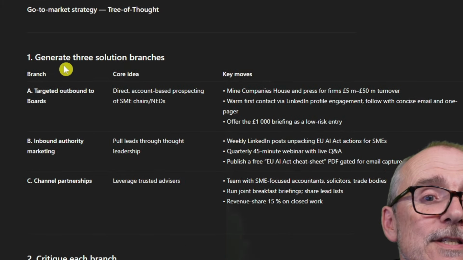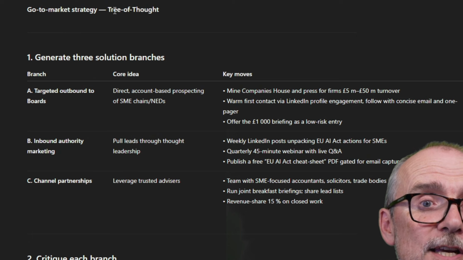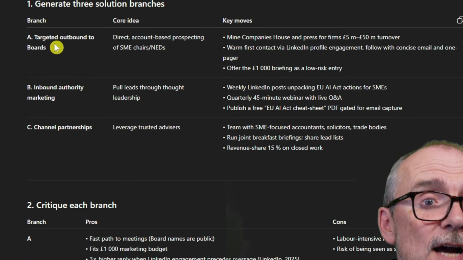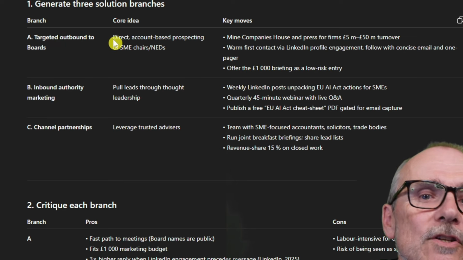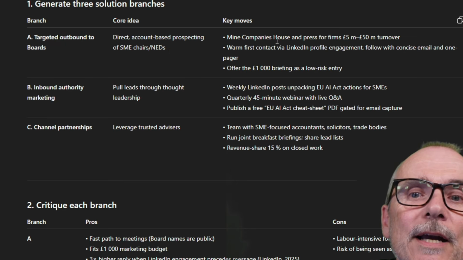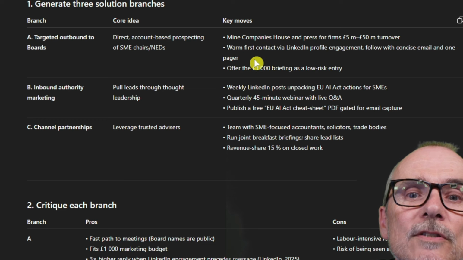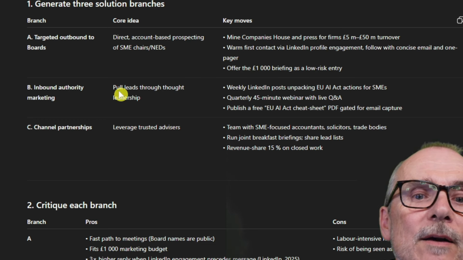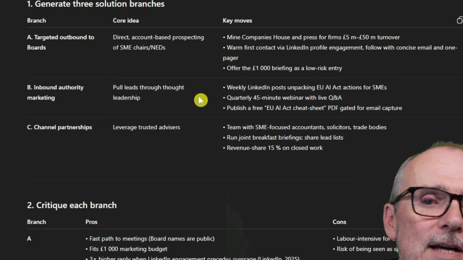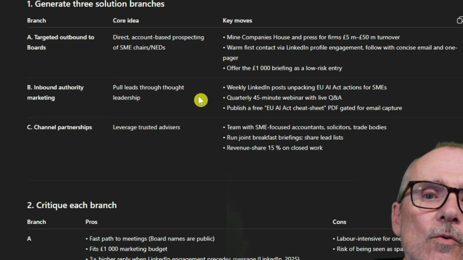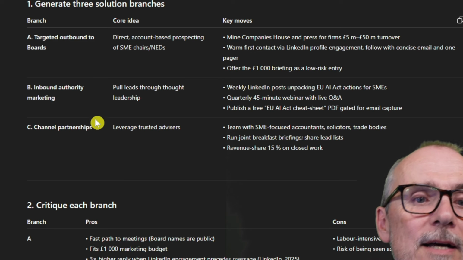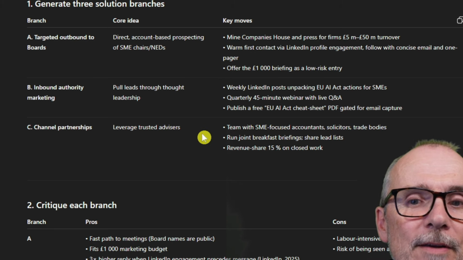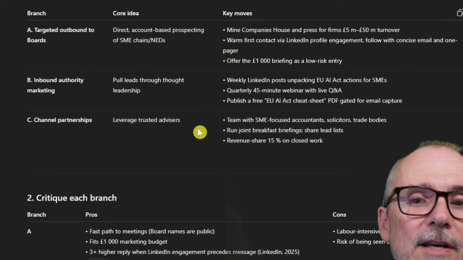Okay, it thought for 30 seconds. Go-to-market strategy, tree of thought. It generated 3 solution branches. Targeted outbound to boards, so direct account-based prospecting, Companies House, warm first contact, offer a £1,000 briefing. Inbound authority marketing, pull leads through thought leadership, so writing weekly LinkedIn posts, a quarterly 45-minute webinar. And channel partnerships, leveraging trusted advisors, team up with SME-focused accountants, solicitors, etc., and work with them to build your market.